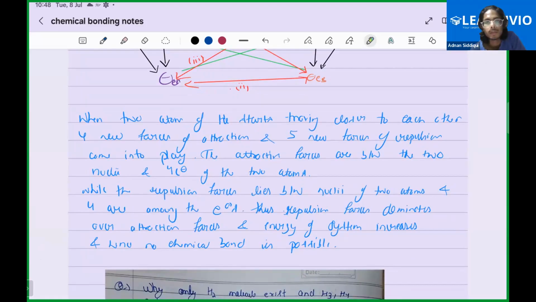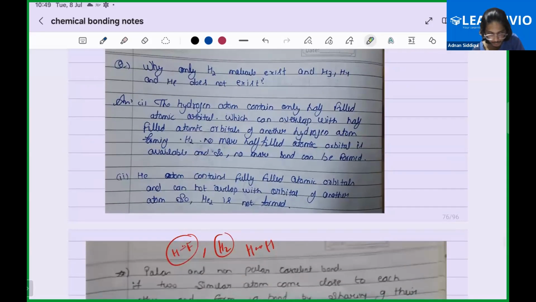The attractive forces are between the two nuclei and the four electrons of the two atoms, while the repulsive forces lie between the nuclei of the two atoms and amongst the four electrons. Thus, the repulsive forces dominate over attractive forces. Energy of the system increases and hence no chemical bond is possible. Is this clear, what is written? Yeah, so this is all about it.